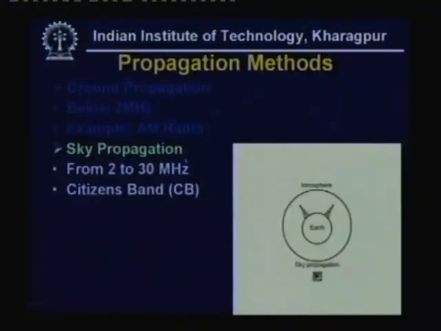For example, we hear Voice of America, radio pickup, and various shortwave signals that come through sky propagation. And the citizens band radio falls in this range. So, sky propagation is very useful for long distance communication with the help of the ionosphere.